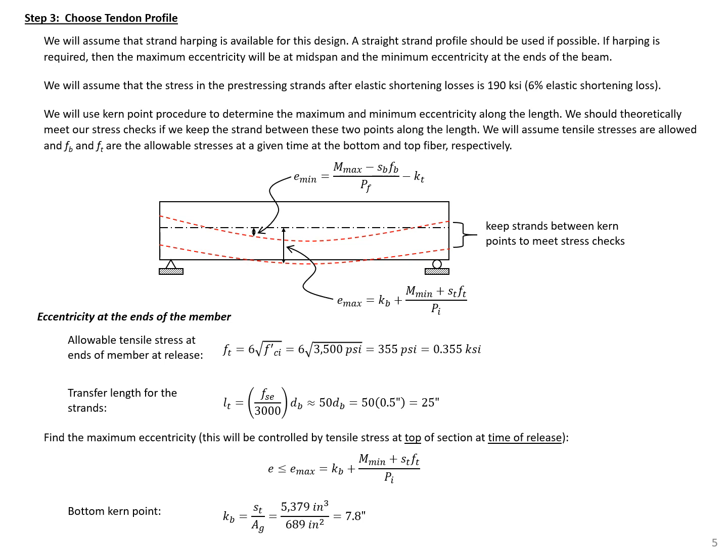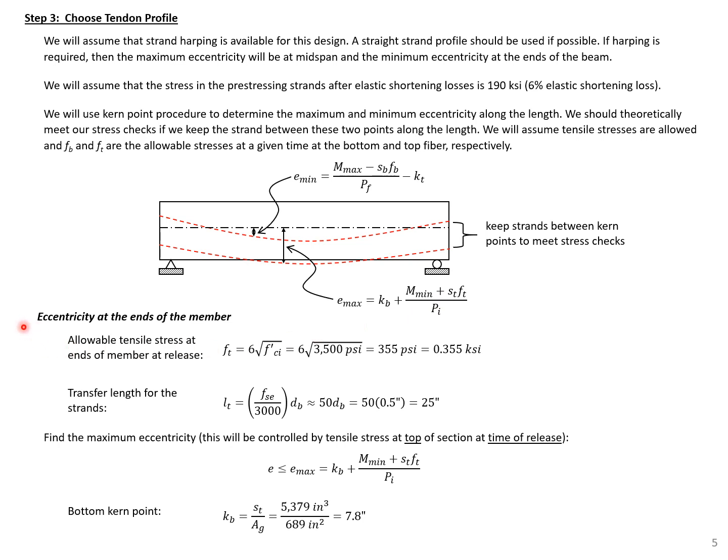On the next few slides, we're going to determine our tendon profile using our kern point equations. What we're going to do is find a minimum eccentricity at the ends and at midspan, and a maximum eccentricity at the ends and midspan. And then we're going to see if we can use a straight strand profile so we can have our strands within these bounds. If we can't, then we either need to debond the strands at the end, or harp our strands, or increase the strength of our concrete, and that'll change where the upper and lower limits are.